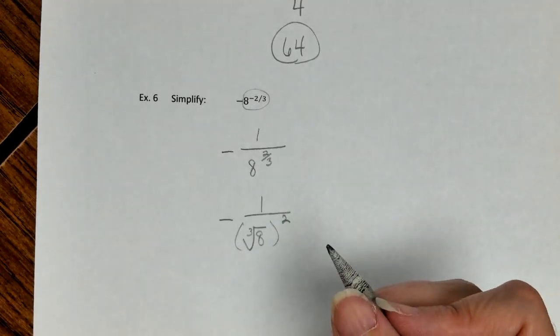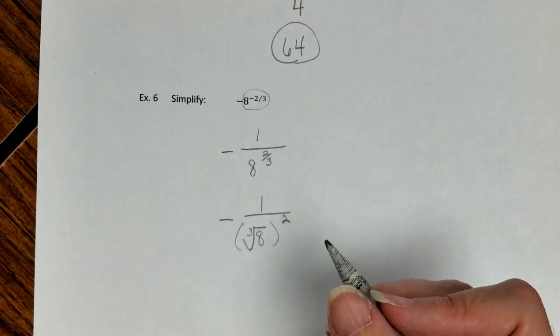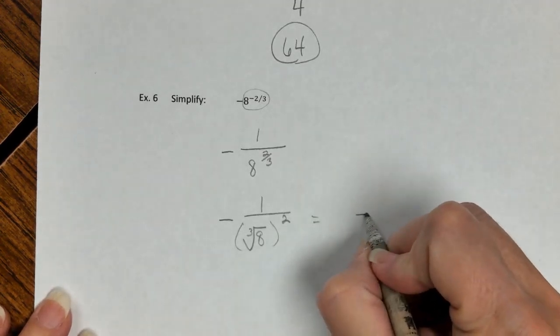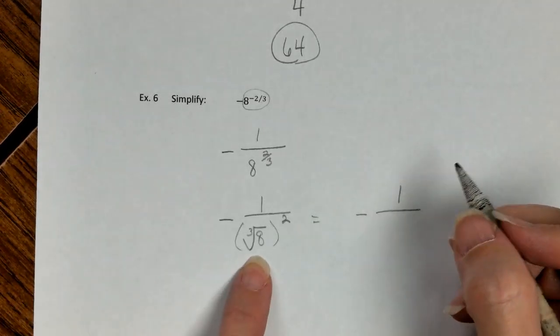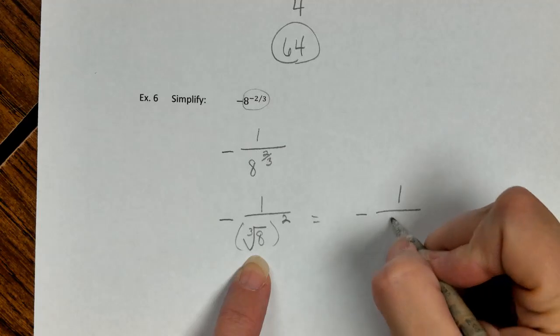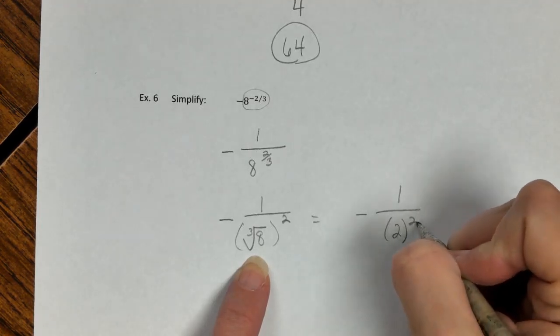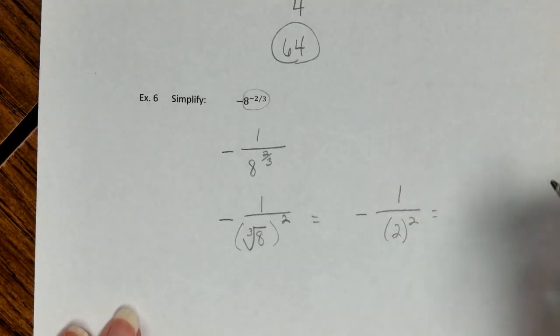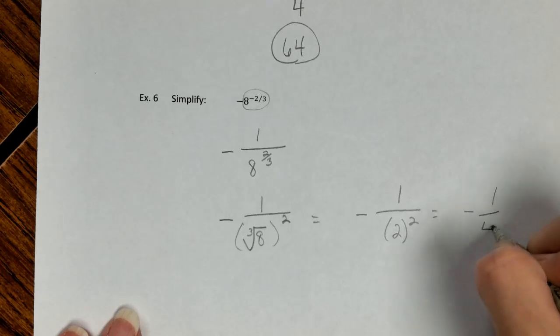What do you take times itself 3 times to get 8? That would be 2. Negative 1 over, the stuff in parentheses is just 2. So 2 squared, that's 4. So I get negative 1 over 4.